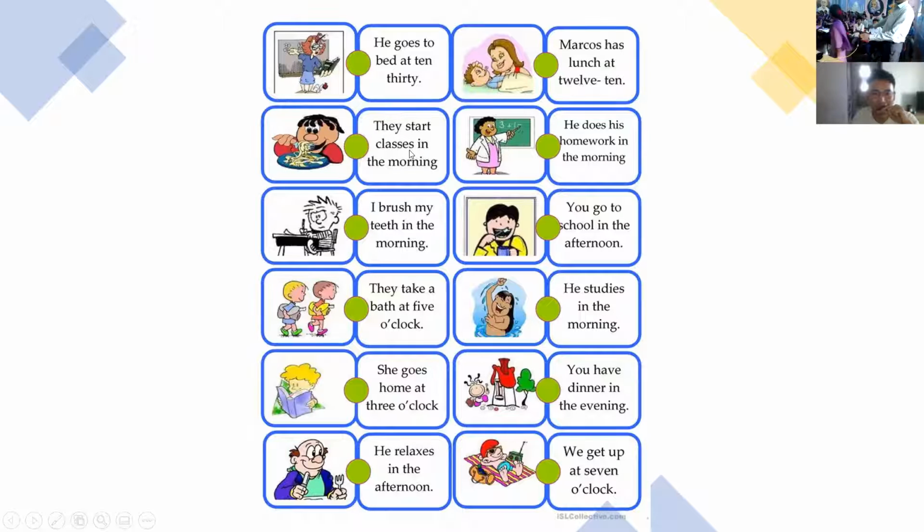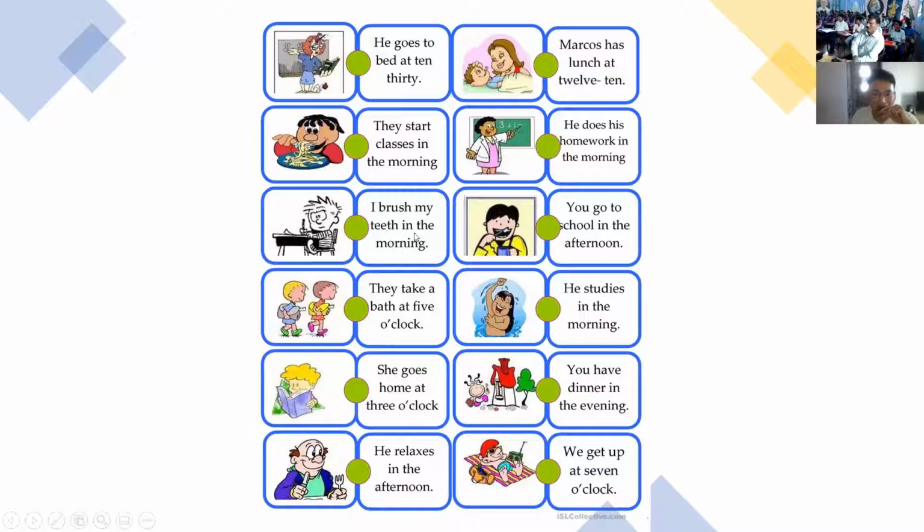So they start classes in the morning. It's very habitual, right? It's very common and it's happening very often. Okay, so he does his homework in the morning. That means he usually does his homework in the morning.